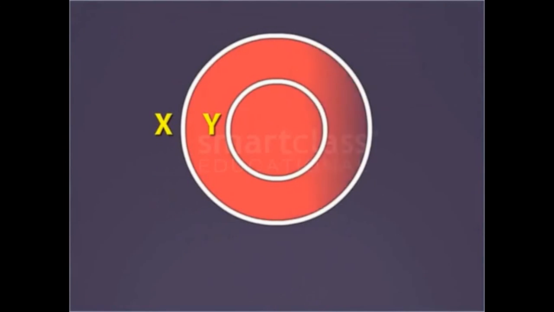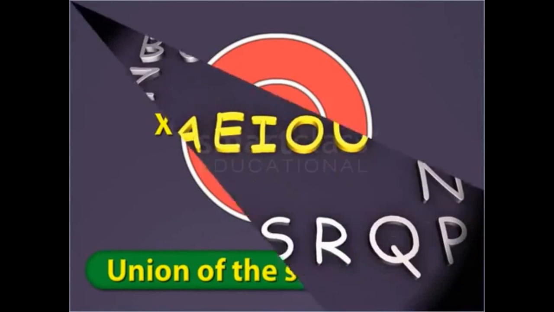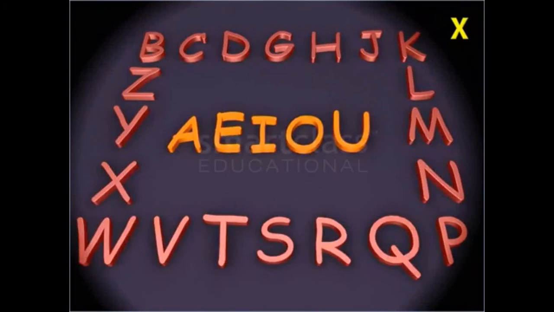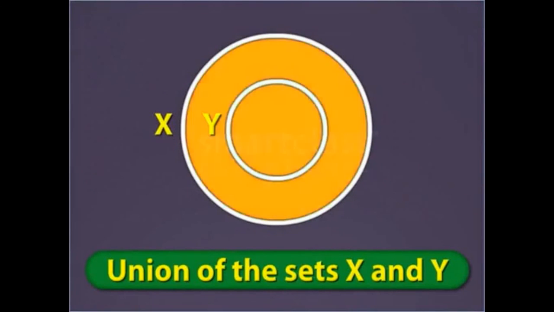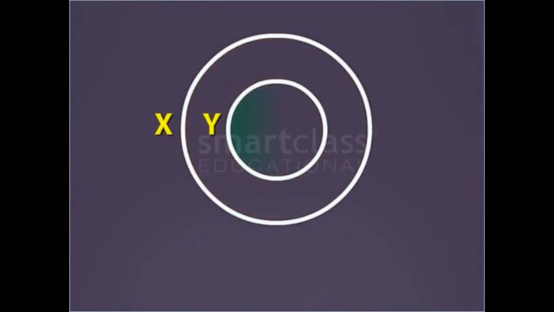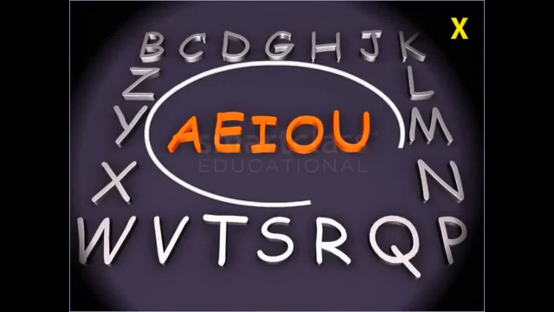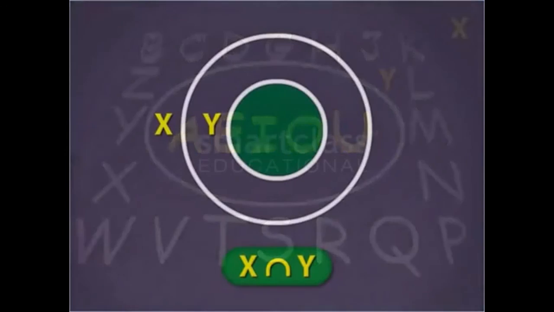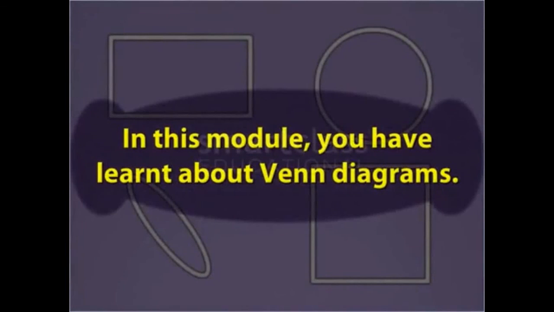The entire region inside set X shows the union of the sets X and Y. This is because X contains all the elements of set X as well as Y. Thus, the shaded part shows set X union Y. Also, the entire region inside set Y shows the intersection of the sets X and Y. This is because all the elements of set Y are common to both the sets. In this module, you have learnt about Venn diagrams.